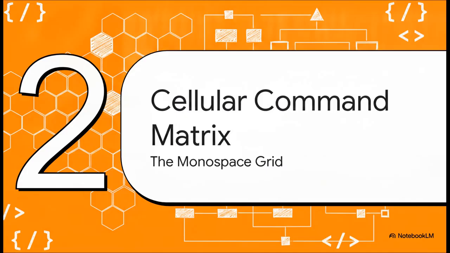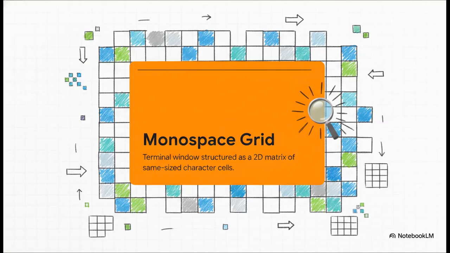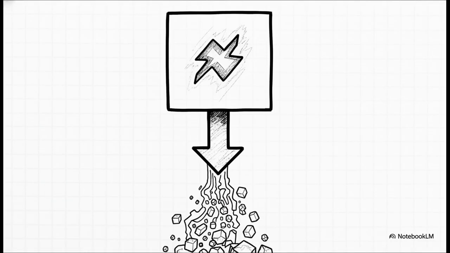Section 2. The Cellular Command Matrix, the Monospace Grid. If you strip away all those graphics, what's underneath? It's this incredibly beautiful deterministic cellular matrix. The command line operates on a monospace grid. Imagine your screen filled with large, uniformly sized pixels where every single character cell is exactly the same width and height. Inside this grid, every single cell holds exactly one Unicode code point, along with specific styling metadata, like its foreground color or bolding.